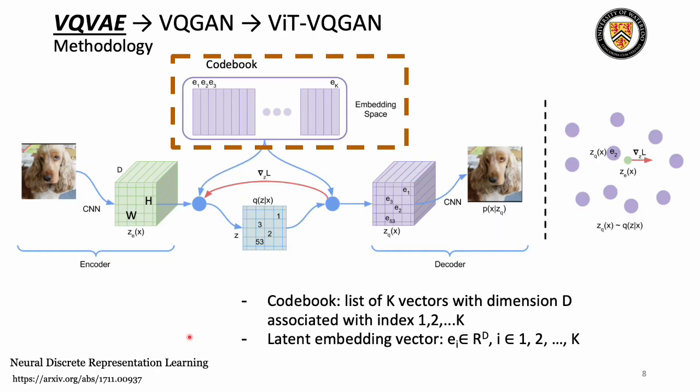So this is a more detailed description of the VQVAE architecture. The encoder, represented by a CNN, transformed the input image into a set of latent variables, Z of x. These variables are then mapped to a discrete latent space using a codebook that consists of a list of k vectors, each with dimension d. This codebook acts as a lookup table where each embedding vector e_i is associated with an index from 1 to k.